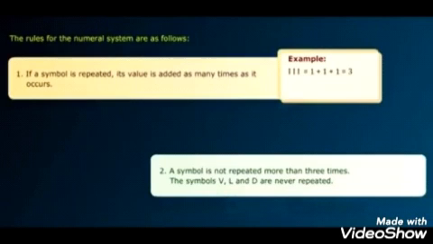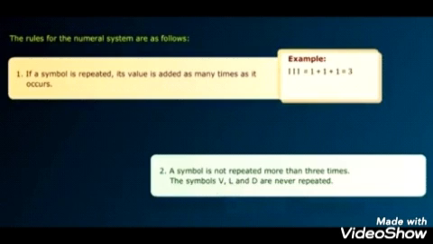There are 7 symbols used in that system. Each symbol has its corresponding values. That is, I stands for 1, V stands for 5, X means 10, L means 50, C 100, D represents 500, M represents 1000. The rules for the system are, if a symbol is repeated, its value is added as many times as it occurs. For example, I represents 1, 1 plus 1 plus 1 is equal to 3.